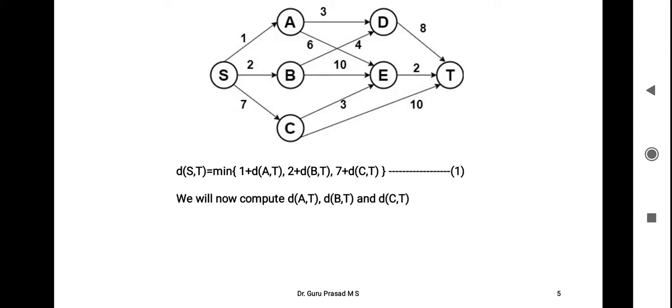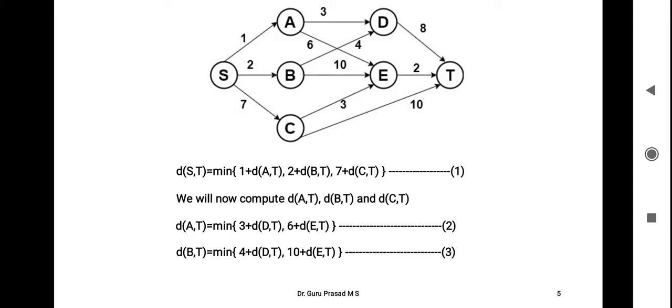We will now compute d of A comma T, d of B comma T and d of C comma T. D of A comma T: from the vertex A there are two outgoing edges. In that you have to choose the minimum. Minimum of 3 plus d of D comma T, 6 plus d of E comma T. From the vertex B there are two outgoing edges. In that you have to choose the minimum. D of B comma T equals minimum of 4 plus d of D comma T, 10 plus d of E comma T.